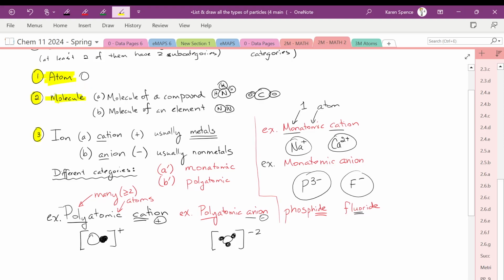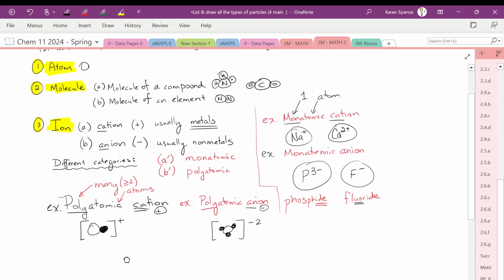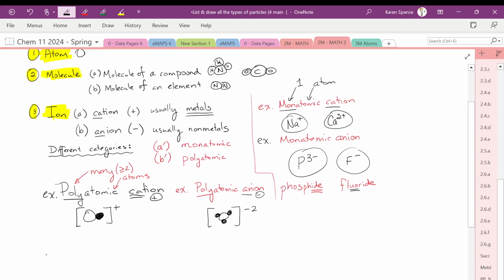So we have atom, molecule, ion. And the 4th one is a formula unit. What should we see for a formula unit? 2 circles. Okay, is that it? Yeah, add a minus and a plus.